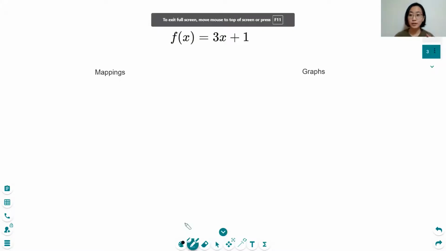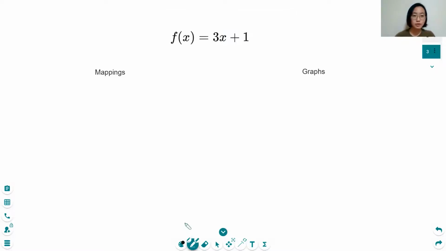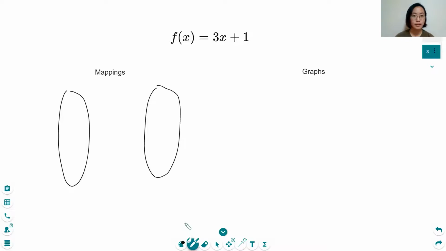Okay, so there are actually other ways to represent functions. And I'm going to introduce 2 of them, mappings and graphs. So these are a little like instruction manuals for these machines. So first, mappings. I'm going to draw 2 circles, and this is going to represent the function f.